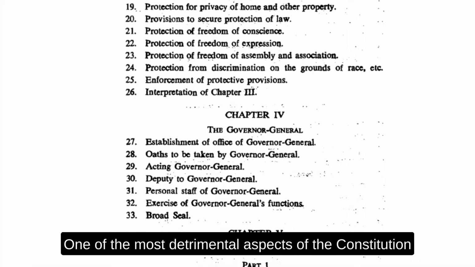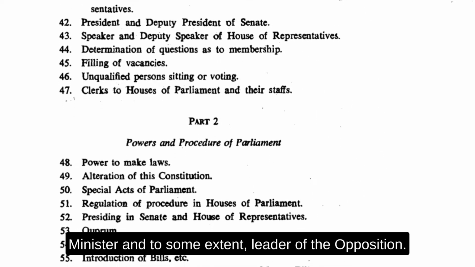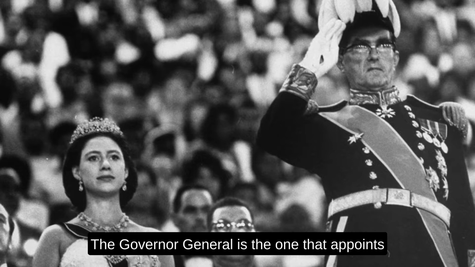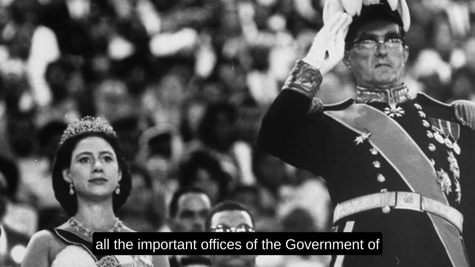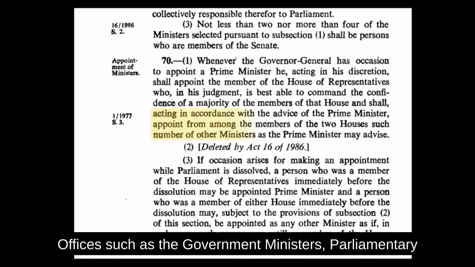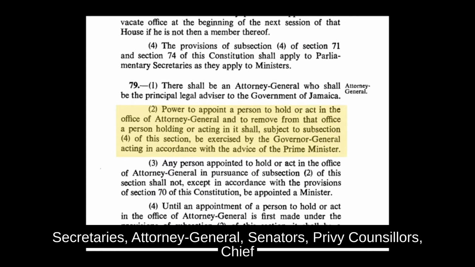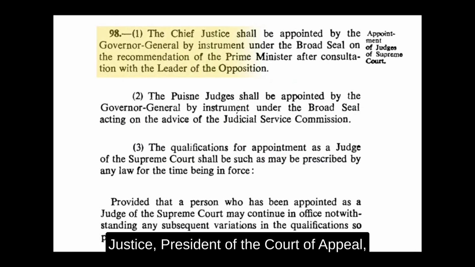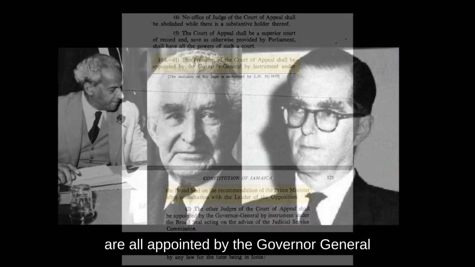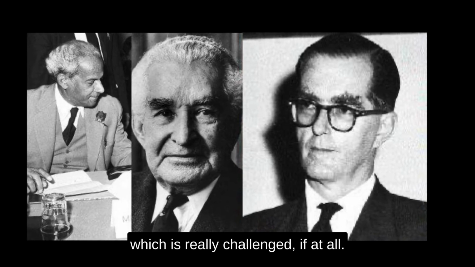One of the most detrimental aspects of the Constitution was the amount of power bestowed on the Prime Minister and, to some extent, the Leader of the Opposition. Let us explore. The Governor General is the one that appoints all the important offices of the government of Jamaica on the advice of the Prime Minister. Offices such as the government ministers, parliamentary secretaries, attorney general, senators, privy councillors, chief justice, president of the Court of Appeal, and director of public prosecution, among others, are all appointed by the Governor General on the advice of the Prime Minister, which is rarely challenged, if at all.